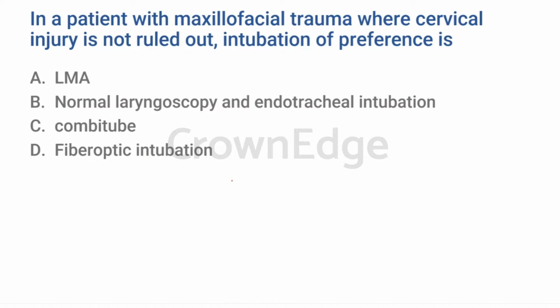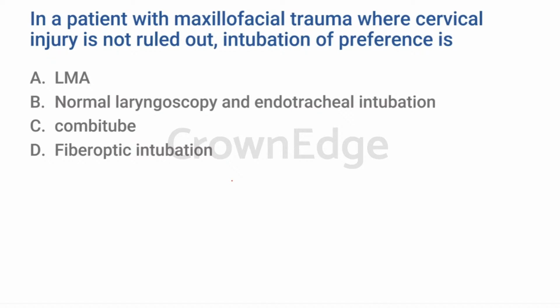A, laryngeal mask airway. B, normal laryngoscopy and endotracheal intubation. C, combi tube. D, fiber optic intubation. Okay, just read the question and answers properly, all the options, and tell me, why do you think it is? What is the answer? So we spoke about laryngeal mask airway in the last session where we dealt about armamentarium. I think I've spoken about that then. So I'm sure all of you know what it is. It's a supraglottic airway, right? LMA. Okay, I can see varied answers. So all of you, please pay attention.